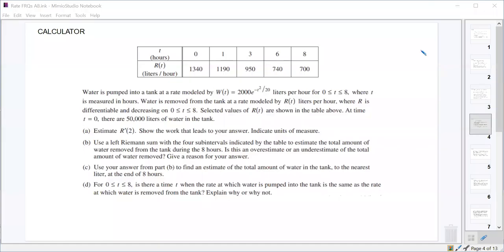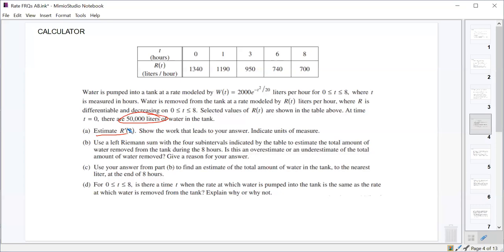Oh, we're given a rate at which the water is pumped into the tank, W of t. And we are also given a chart representing R of t, which is the rate at which it's being removed from the tank. And we're also given an initial condition that at the beginning there are 50,000 liters of water in this tank. So first thing it wants us to do is find R prime of 2. And it says we have to estimate it.